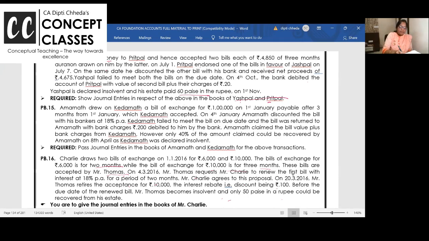One second. Amarnath drew a bill of 1 lakh, payable after 3 months. Kedarnath accepted. Amarnath discounted the bill and he failed to meet the bill on the due date and the bill was returned. Bank charges 200. Amarnath claimed the bill value plus the bank charges. However, only 40% would come. Same as what we have done. First draw the bill receivable to party. Then bank to discount. I am saying the entries now only.